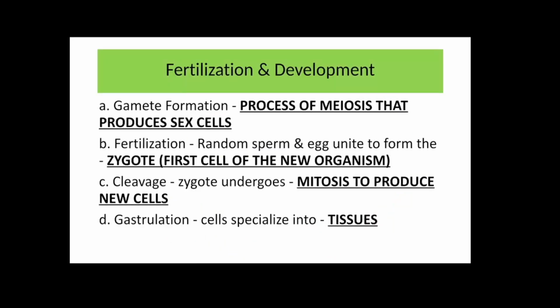So for fertilization development, for example, we have gamete formation. A gamete is a sex cell, so gamete formation will be the production of those sex cells. Fertilization is when the sperm and the egg meet. So those are some basic terms you should be familiar with.